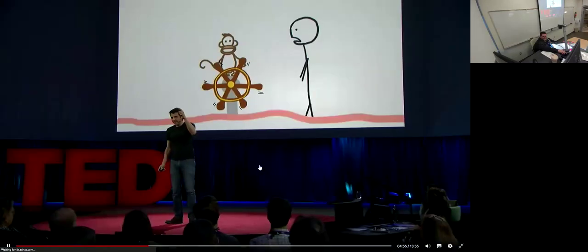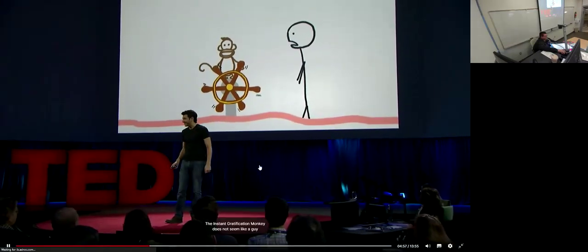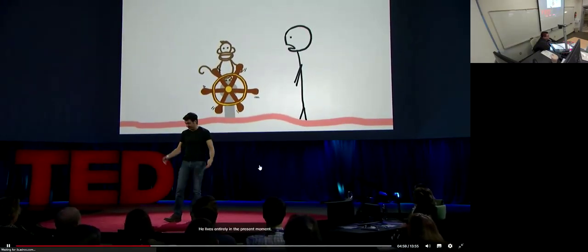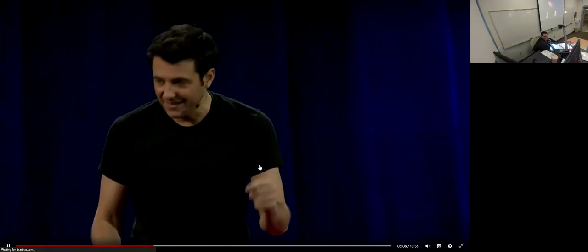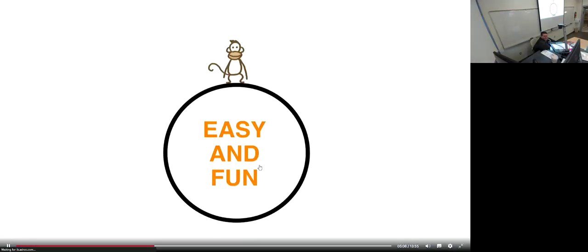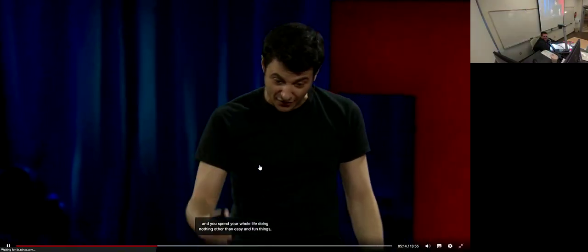Now, what is going on here? The instant gratification monkey does not seem like a guy you want behind the wheel. He lives entirely in the present moment. He has no memory of the past, no knowledge of the future, and only cares about two things, easy and fun. Now, in the animal world, that works fine. If you're a dog and you spend your whole life doing nothing other than easy and fun things, you're a huge success.